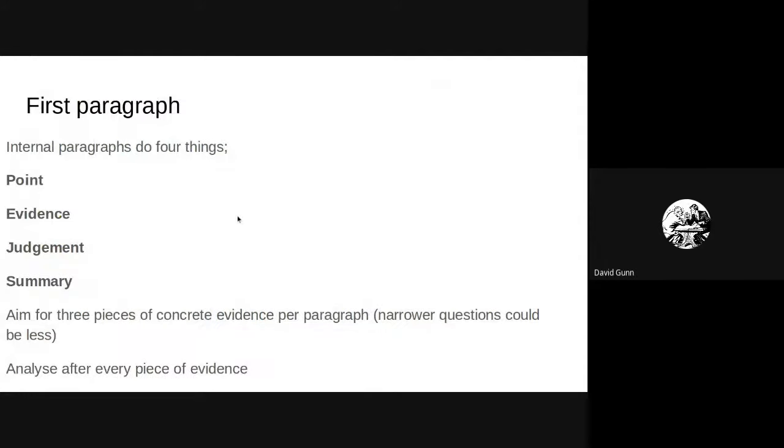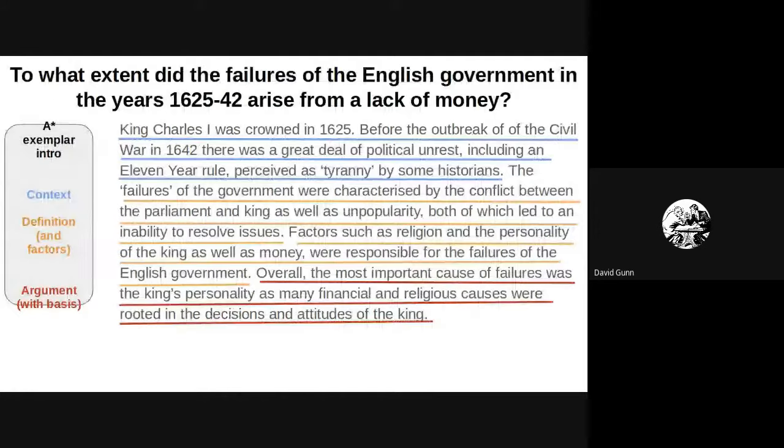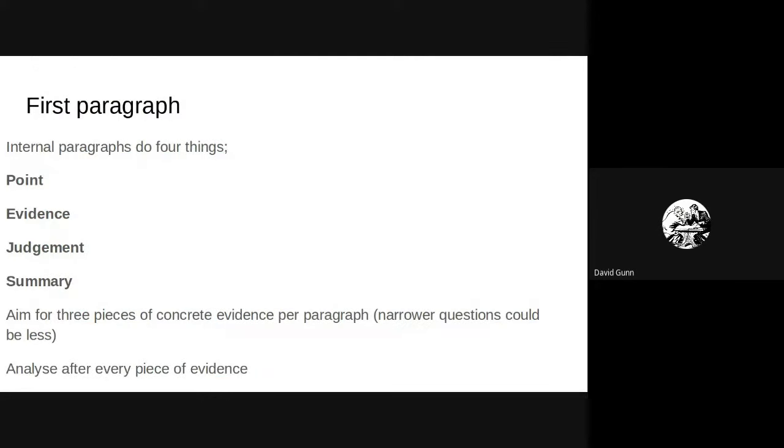Okay. So in your first paragraph, you need to start with the factor in the question. So in this question that we've just looked at, it's failures of English government 1625 to 42 arise from a lack of money. So paragraph 1 in this essay would be money. So always start with the one in the question. You need to do 4 things for your internal paragraphs. You need to give a point, evidence, judgment, and summary. I would aim for 3 pieces of evidence per paragraph, although for narrower questions you can maybe get away with 2.